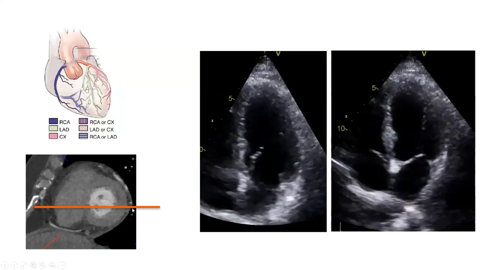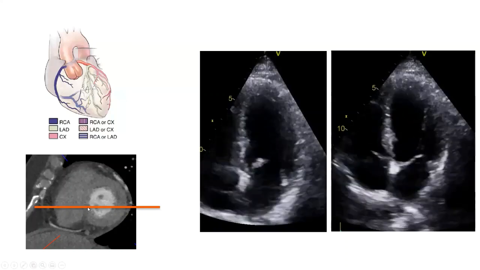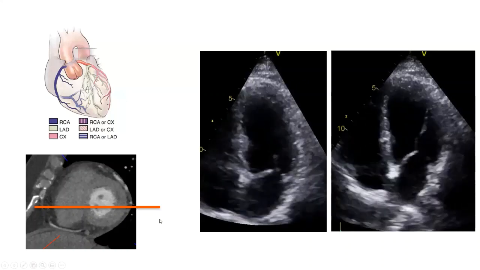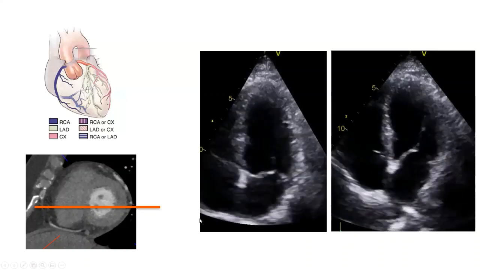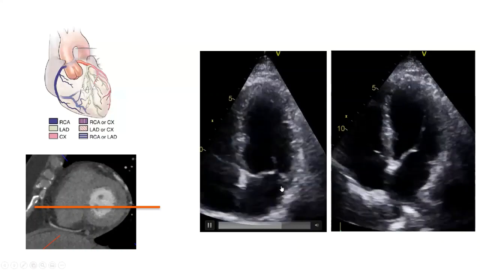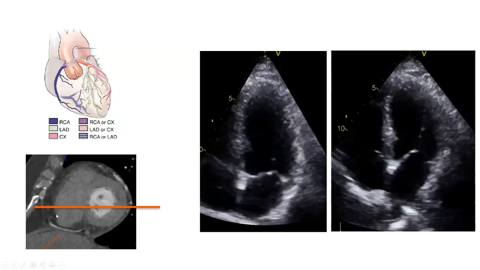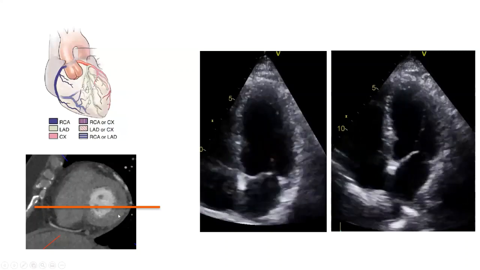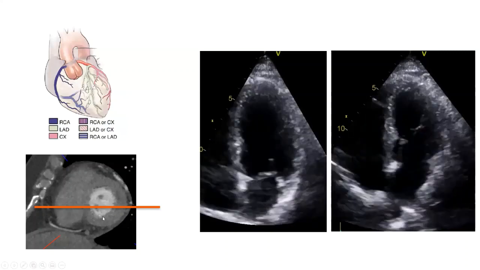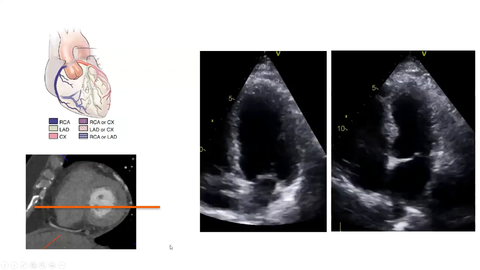Now, we don't have complete control when we're doing a two-dimensional echo of where our transducer is. We don't know exactly where the transducer is. One little hint is if you see the coronary sinus on your four-chamber view, then you're probably pretty far down in the ventricle, more toward the posterior wall and the crux of the heart.